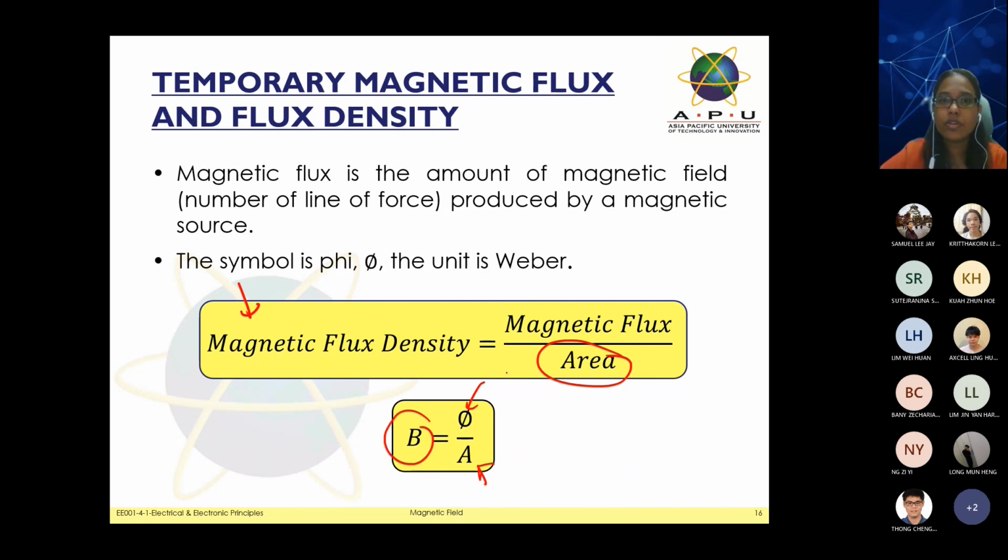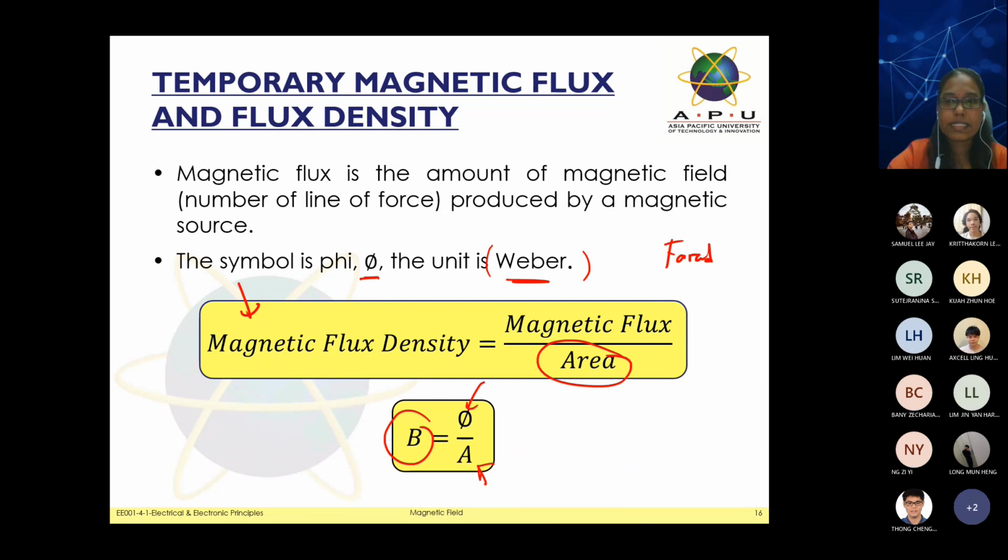The symbol for your magnetic flux has a unit of its own. For example, when I say capacitance, we have the unit of farad, right? The same goes for this symbol for your magnetic flux.